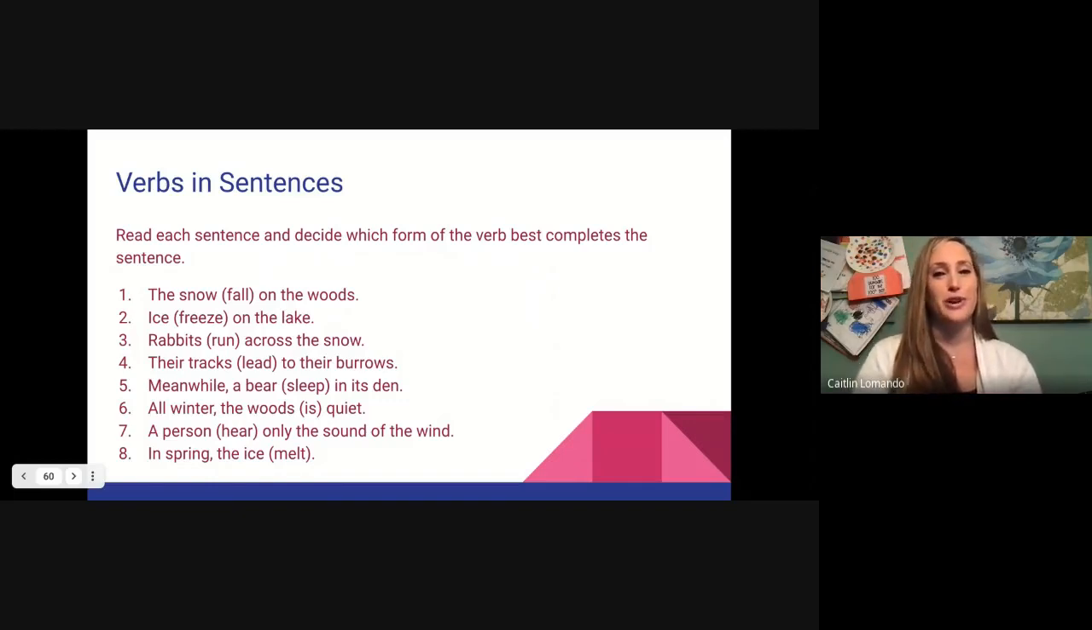Number 7, a person hear only the sound of the wind. How do we have to change the verb here to agree with the subject, a person? We would say a person hears only the sound of the wind. And number 8, in spring, the ice melt. How do we change melt to agree with the subject, the ice? We would say the ice melts.